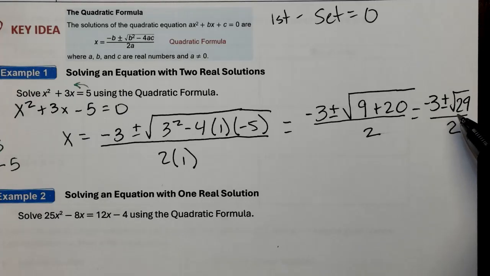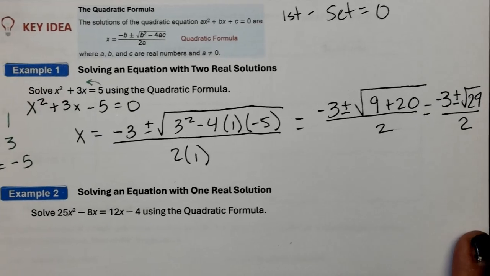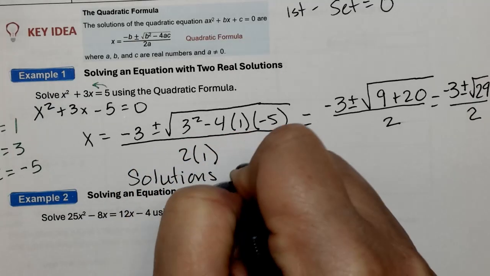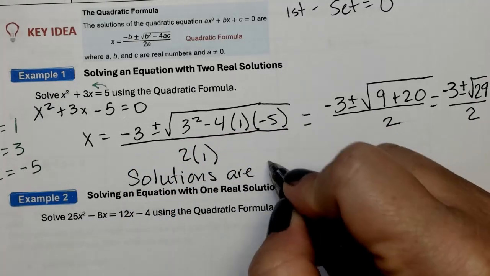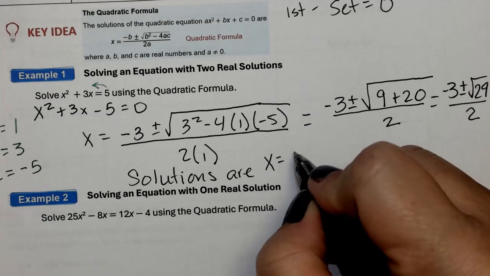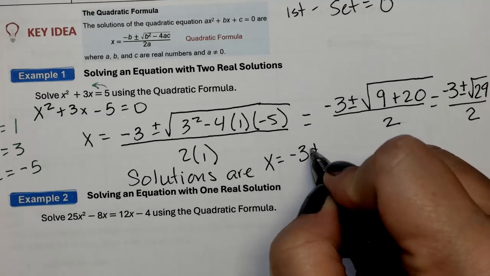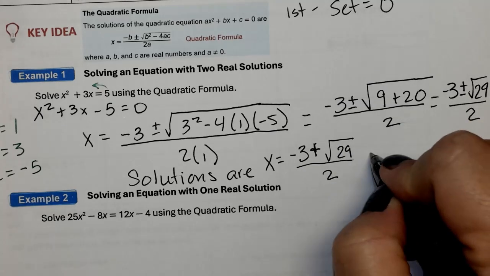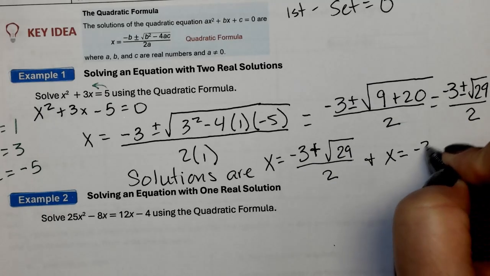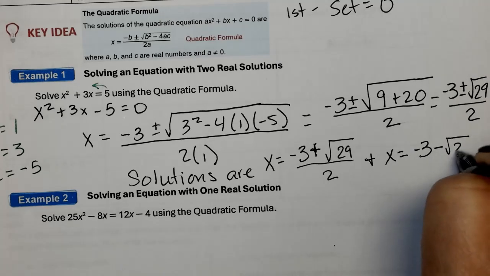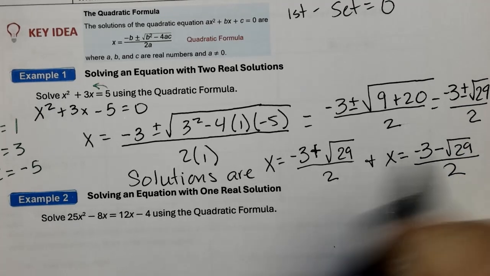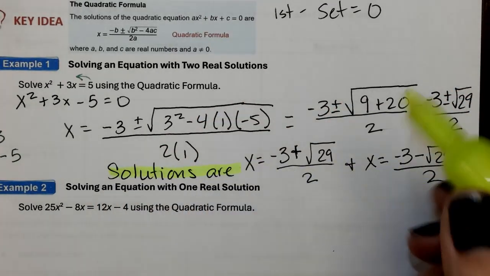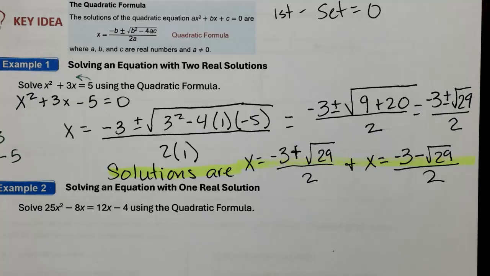So we now know our solutions. All right, these solutions are, you should have 2. x equals negative 3 plus the square root of 29 over 2. And we have x equals negative 3 minus the square root of 29 over 2. So this part here is your final answer. All right, those are your final answers.